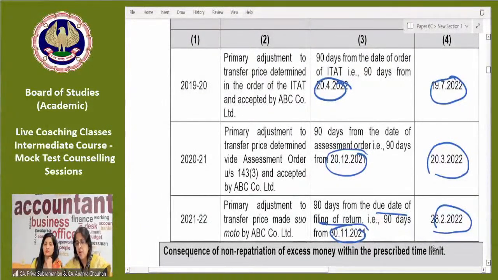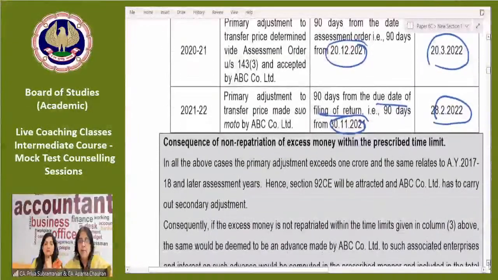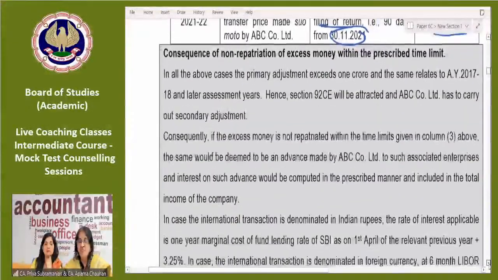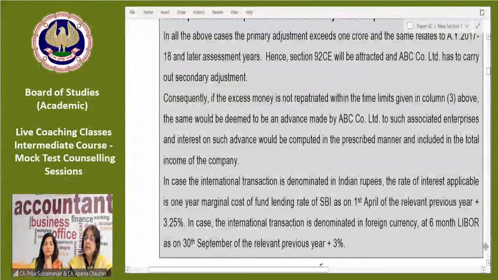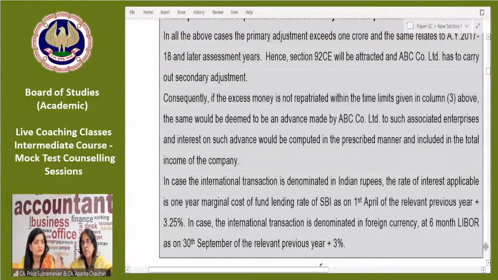Now, what's the consequence of non-repatriation? What will happen? It will be deemed to be an advance which ABC Company Limited has made to such associated enterprises. Interest will be computed. That interest will be included in your total income. Suppose you repatriate within that time limit, then there's no issue at all.